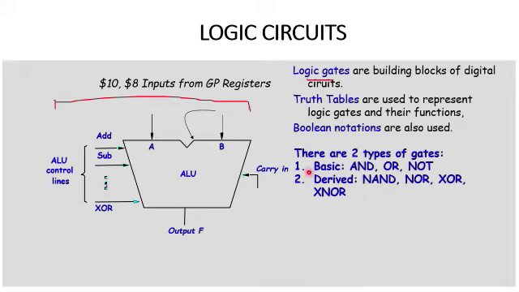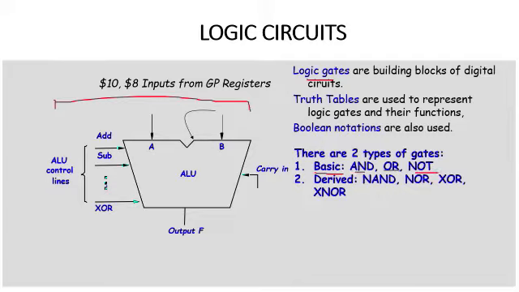So now let's look at the types of gates. There are majorly two types of gates: the basic and the derived. The basic gates: there are only three basic gates, the AND gate, the OR gate, and the NOT gate. So in the next, we will see what these gates look like. These are Boolean representations of the gates AND, OR, NOT.